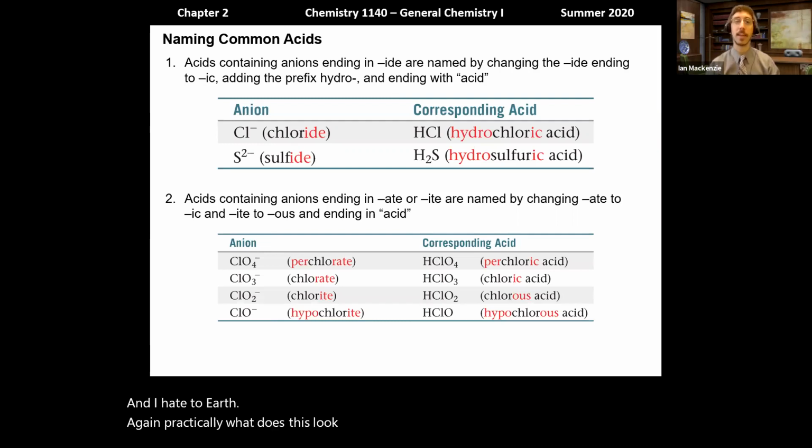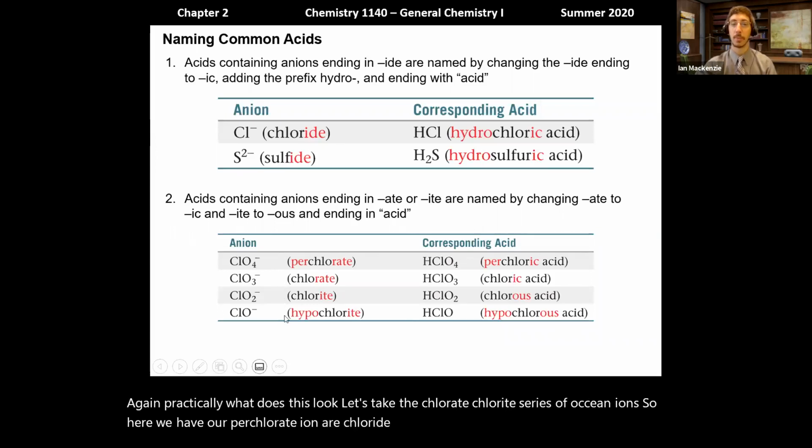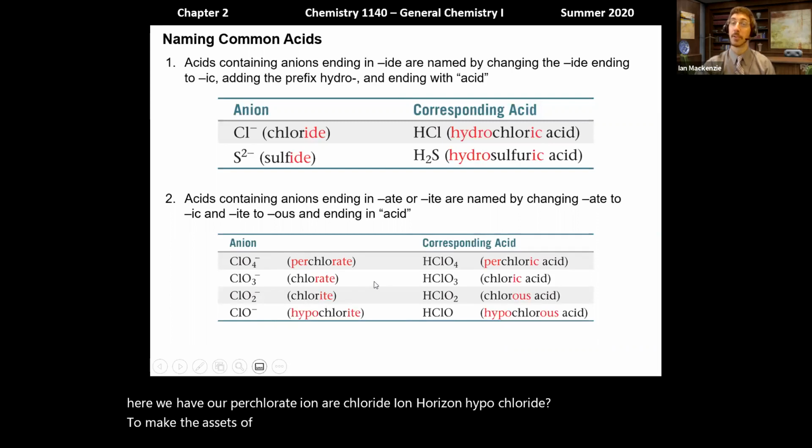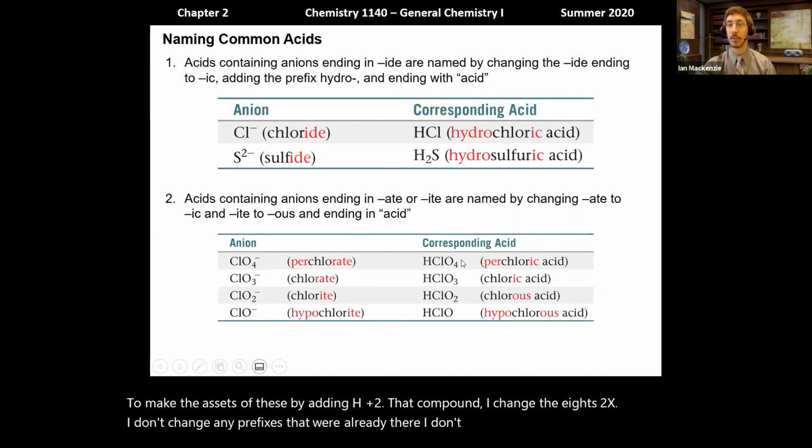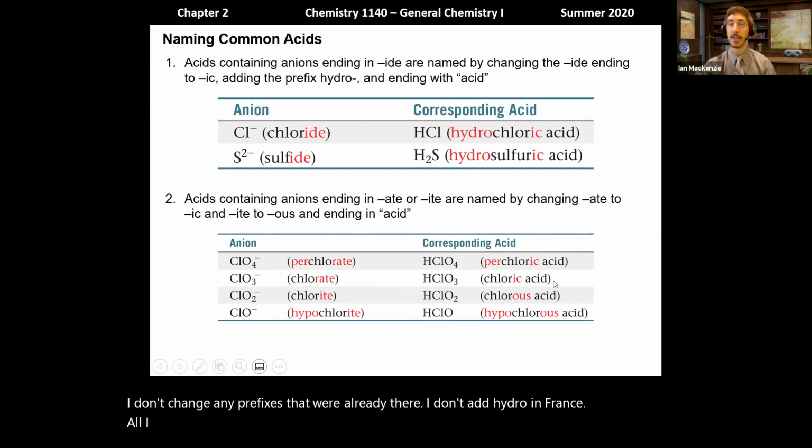Well, let's take the chlorate-chlorite series of oxyanions. So here we have our perchlorate ion, our chlorate ion, chlorite, and hypochlorite. To make the acids of these by adding H+ to that compound, I change the "ates" to "ics". I don't change any prefixes that were already there. I don't add hydro in front. All I do is add acid at the end. I change "ate" to "ic" and add acid at the end.